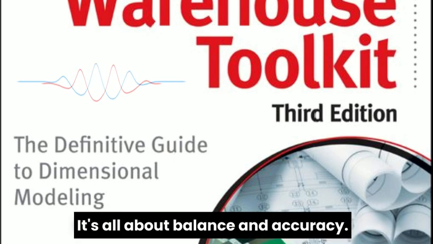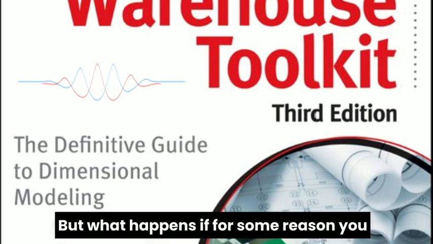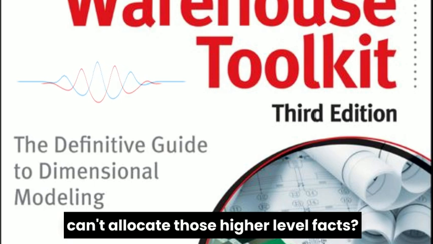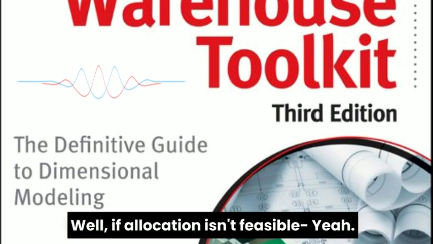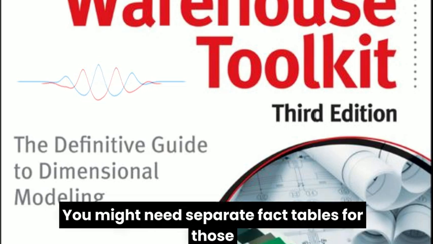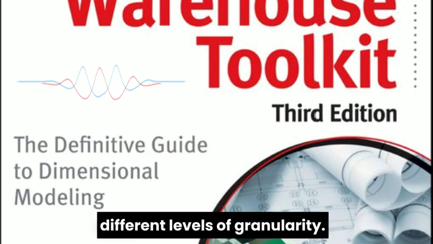It's all about balance and accuracy. But what happens if for some reason you can't allocate those higher level facts? Well, if allocation isn't feasible, you might need separate fact tables for those different levels of granularity.